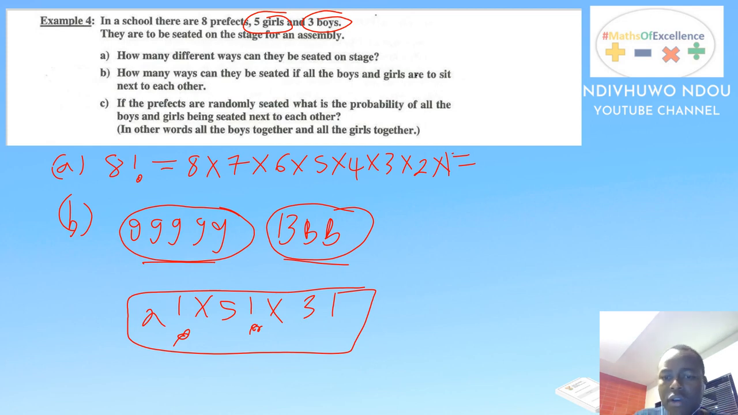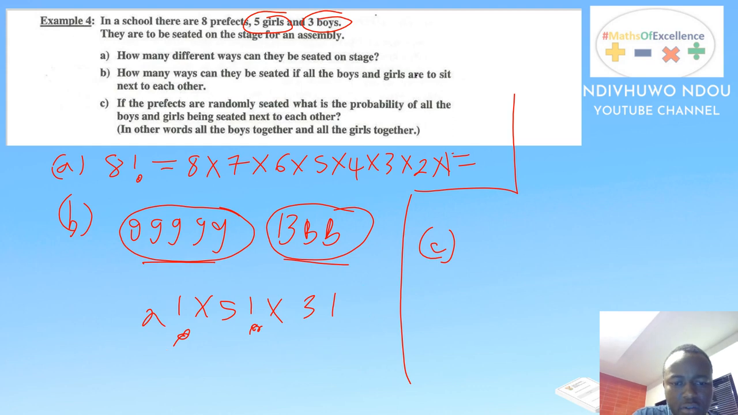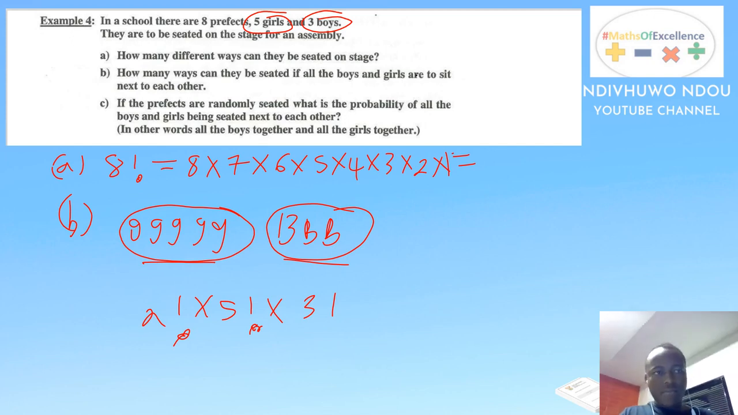Okay, let's go to C. Or let's actually get the answers of these things first, because I think they're going to be very useful in the next session. We said 8 factorial, and using my calculator, it gave me 40,320 ways.